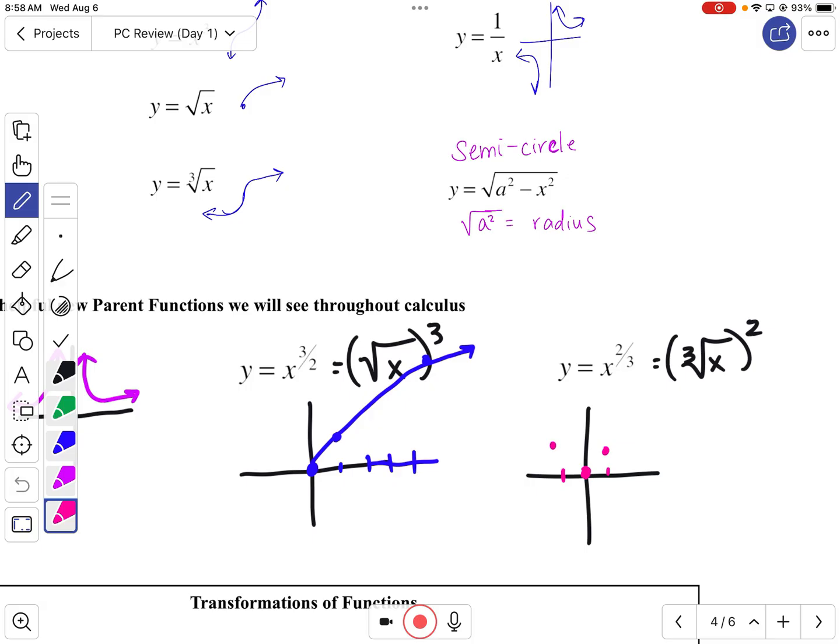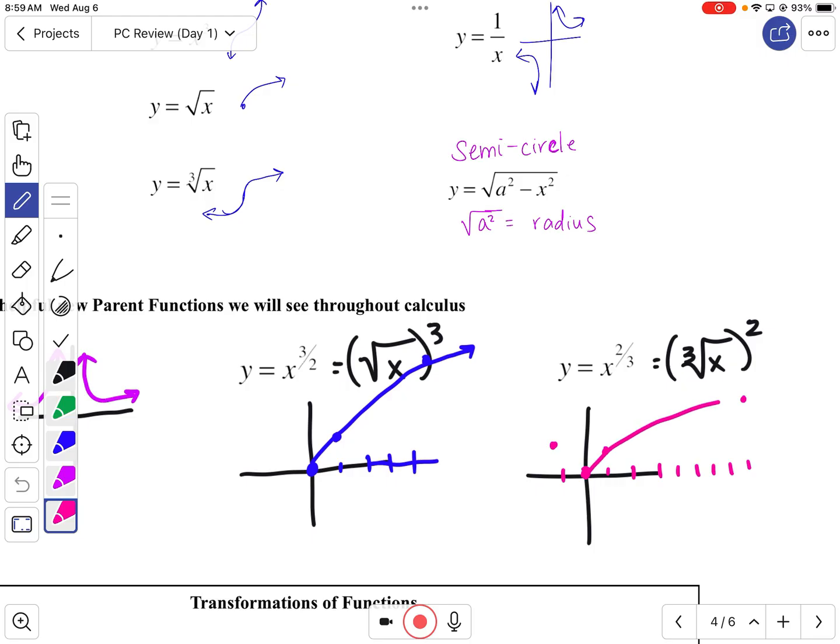Square it, I get positive 1. So the good news is whatever happens on the right is also going to happen on the left, right? So let's see. I don't want to put 2 in there, but I'd put 8. All right. 1, 2, 3, 4, 5, 6, 7, 8. All right. So the cube root of 8 would be 2, and 2 squared would be 4.